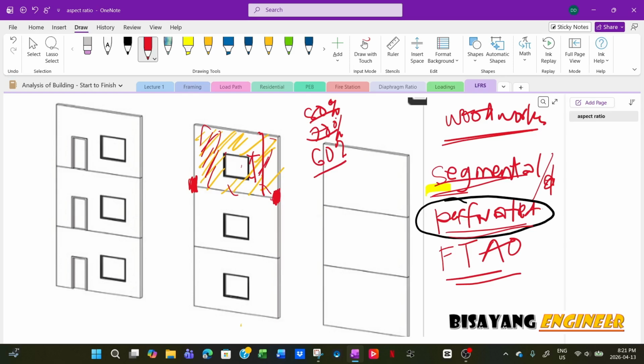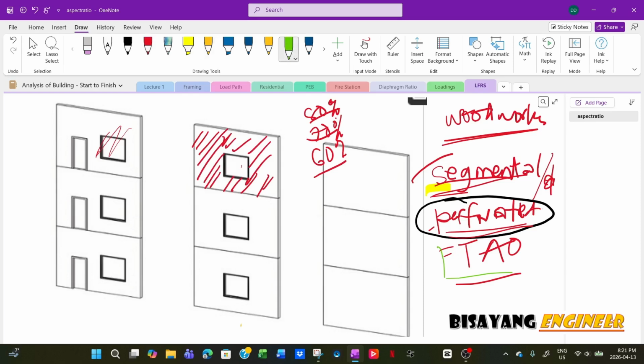Now, the only difference with this force transfer opening is that it's more of a hybrid between segmental and perforated, and it considers all the forces, as the name itself says, force transfer around opening, because you analyze this one as the same full panel with the opening, and then you typically analyze the tension right here.